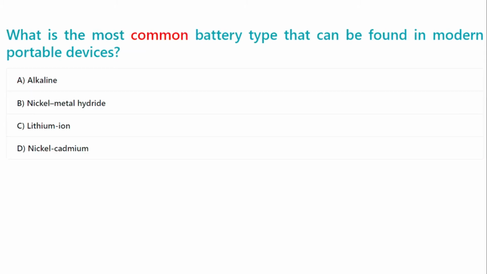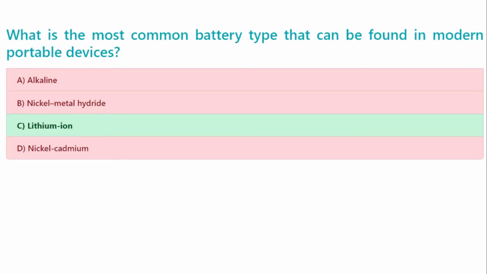What is the most common battery type that can be found in modern portable devices? A. Alkaline. B. Nickel, metal hydride. C. Lithium ion. D. Nickel cadmium. The correct answer is C. Lithium-ion.